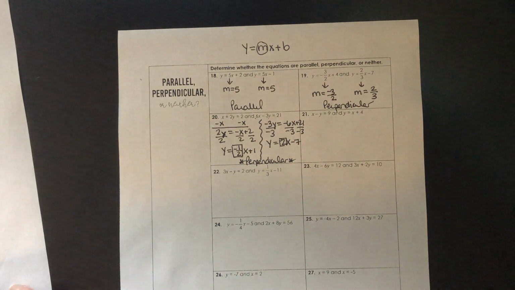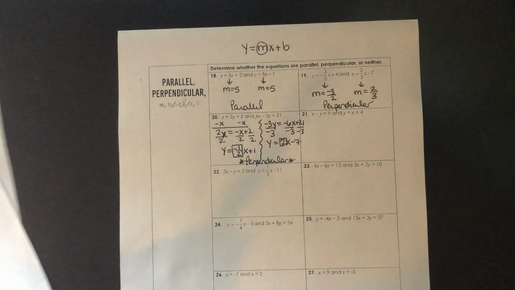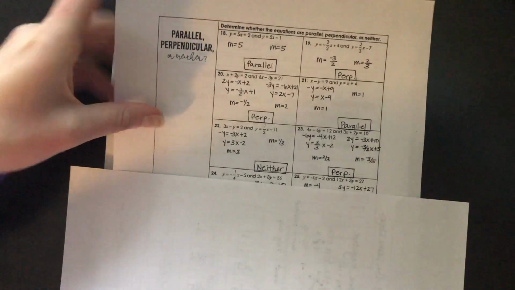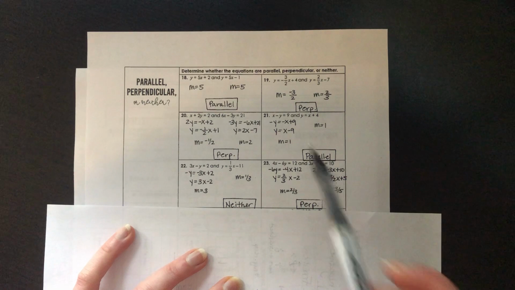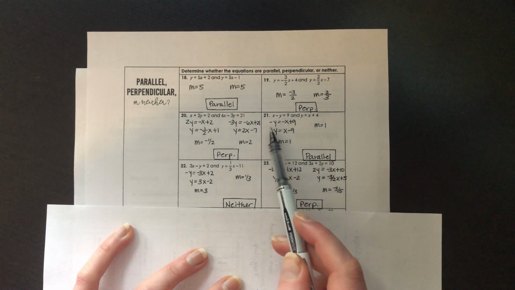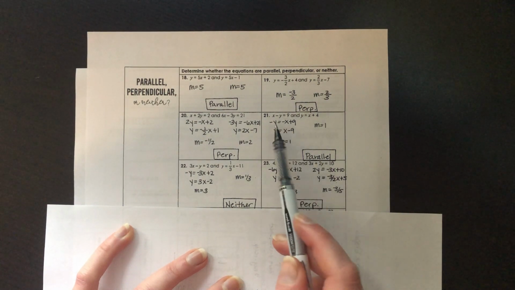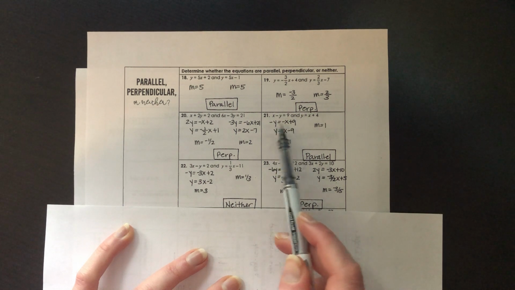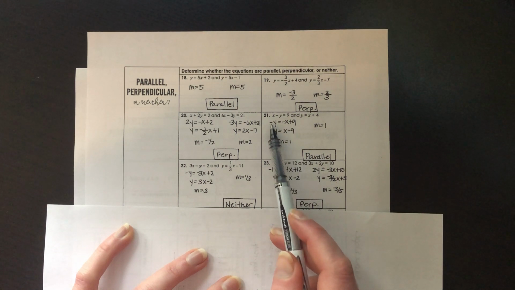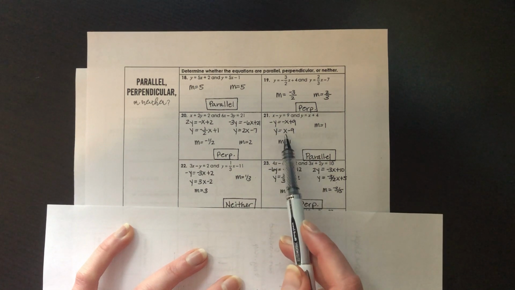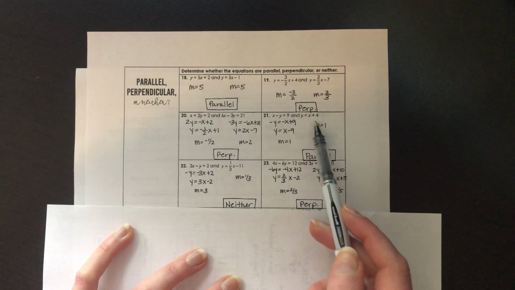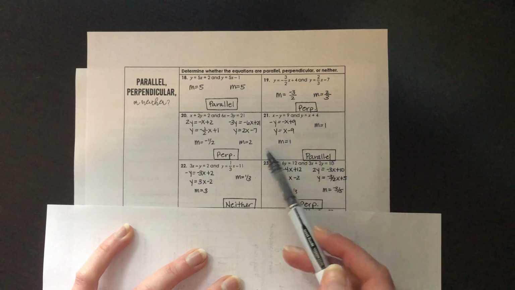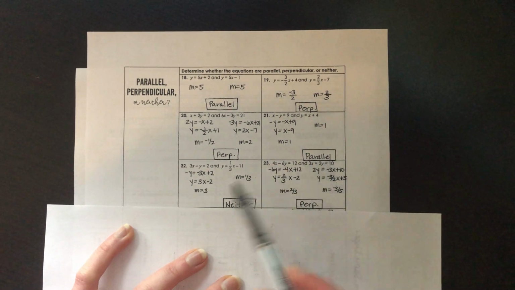Okay, so for 21 through 23, this is what we should have. For 21, they subtracted x on both sides, but then they divided everything by negative 1, because that negative in front of y is like an invisible negative 1. And then we see that the slope is 1, and the slope of the second equation is also 1. The slopes are the same, so they're parallel.